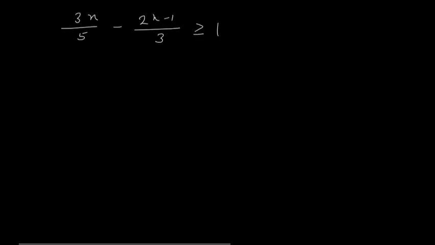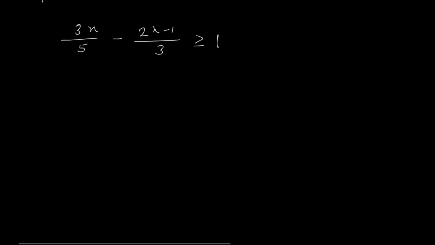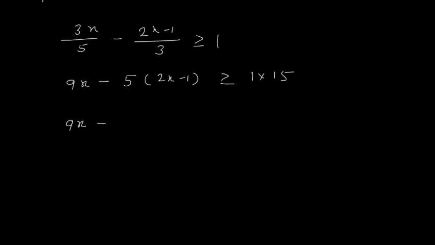What we do is multiply each term by 15. So it becomes 9x minus 5 into (2x minus 1), greater than or equal to 1 multiplied by 15, that is 15. So 9x minus 10x plus 5 is greater than or equal to 15. Now 9x minus 10x is minus x, plus 5, greater than or equal to 15. So therefore it will give us minus x greater than or equal to 15 minus 5.